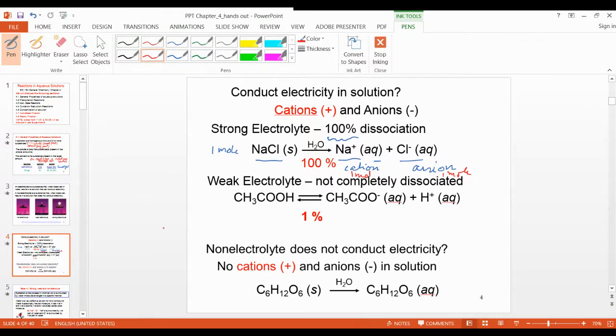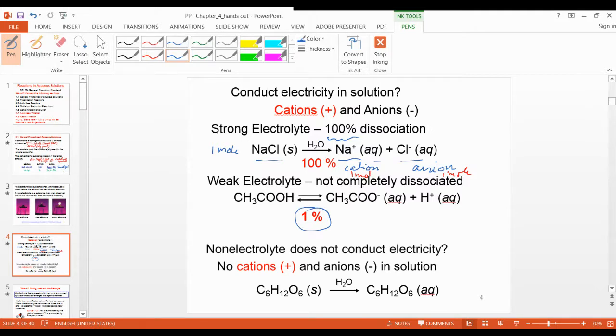But weak electrolytes are not 100% dissociated. These are only 1% dissociated. So what happened? A double arrow indicates reversible, but here there is a single arrow on top. A single arrow means nothing will go back. It means it is 100% dissociated, split into ions, and it will not go back to NaCl form again.